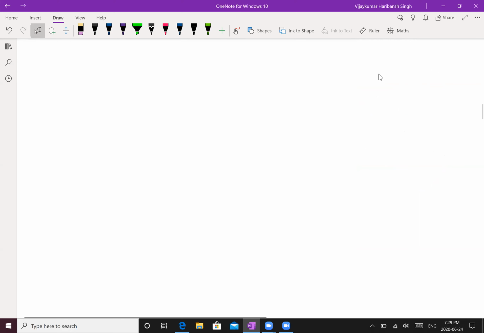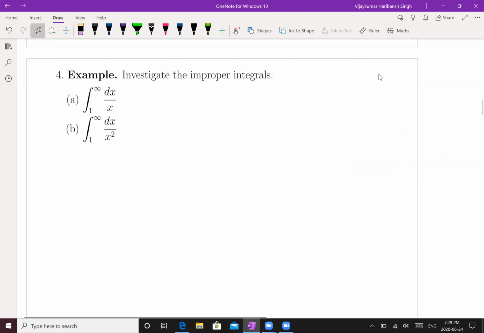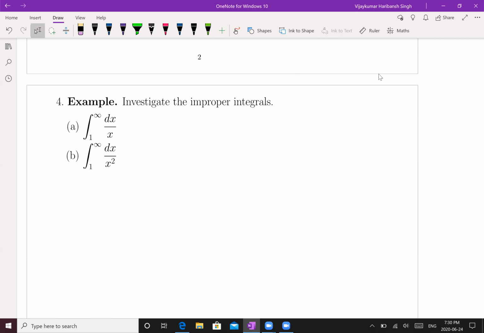So let's work on a problem. Problem 1a, integral 1 to infinity dx over x. So first things first, we need to write down what it really means. It means that we have the limit as t goes to infinity of the integral from 1 to t of dx over x.